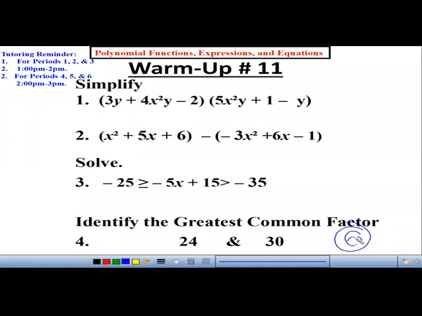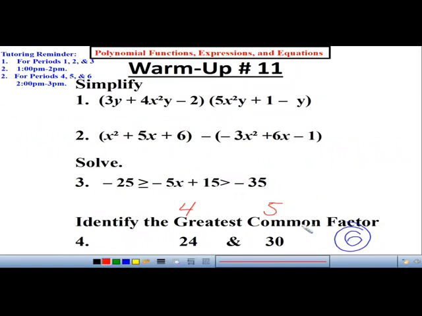So if 6 is the one that divides both of them and we factored it out, what's left in 24 if we divide it by 6? We're left with 4. And what's left here? 5. So the GCF is 6, and the remaining factors are 4 for 24 and 5 for 30.